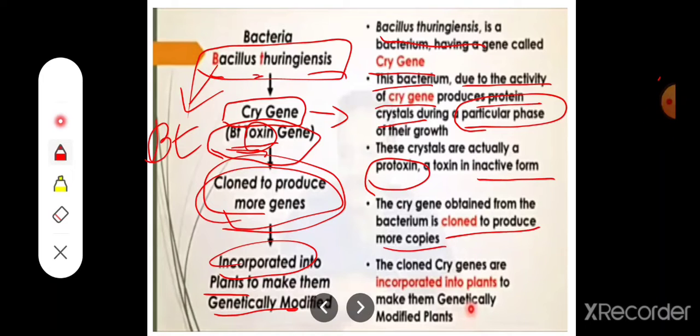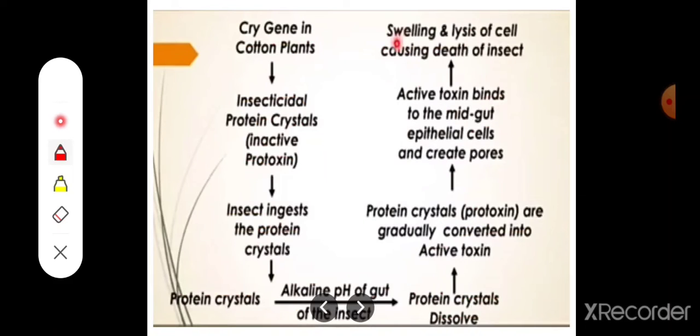Now this cry gene which was obtained from the bacteria is cloned to produce many copies, and this cloned cry gene is incorporated into the plants to make them genetically modified plants. Clear? They put it inside a plant, and the plant which we select here is the cotton plant. So cry gene is now incorporated into the cotton plant, and what do they produce? They will produce a protein crystal, and these crystals will contain a toxin called the insecticidal protein. It means a protein which kills the insects.